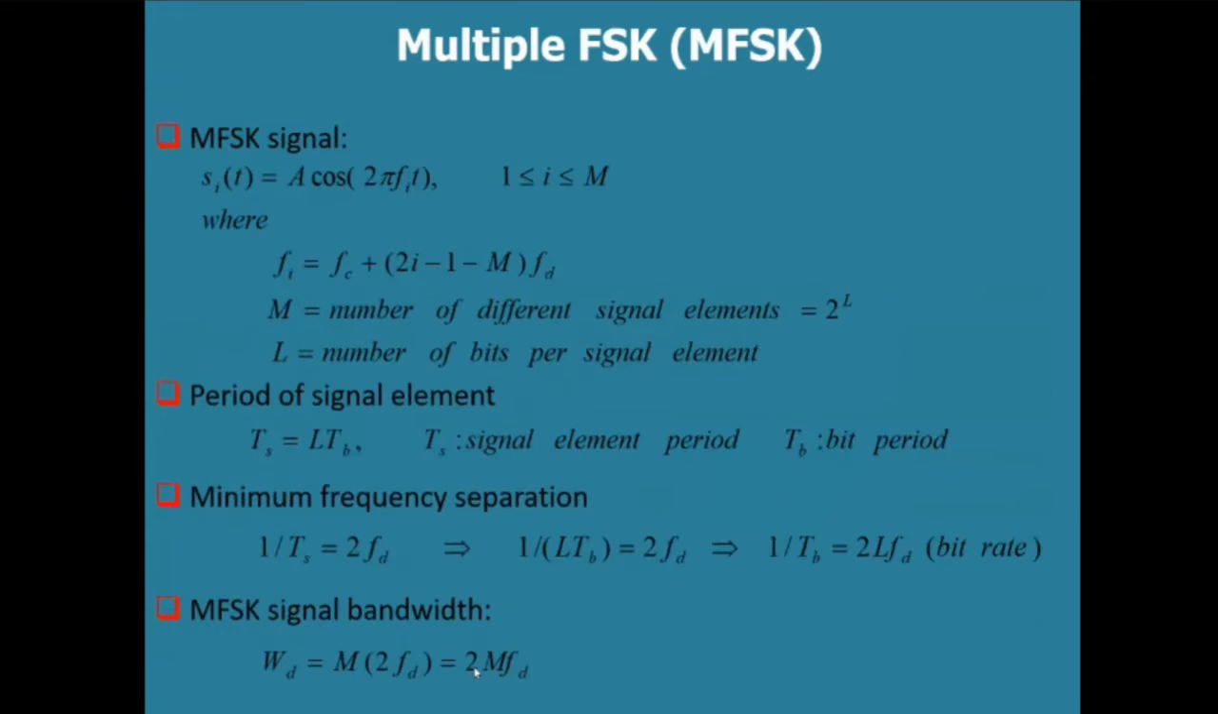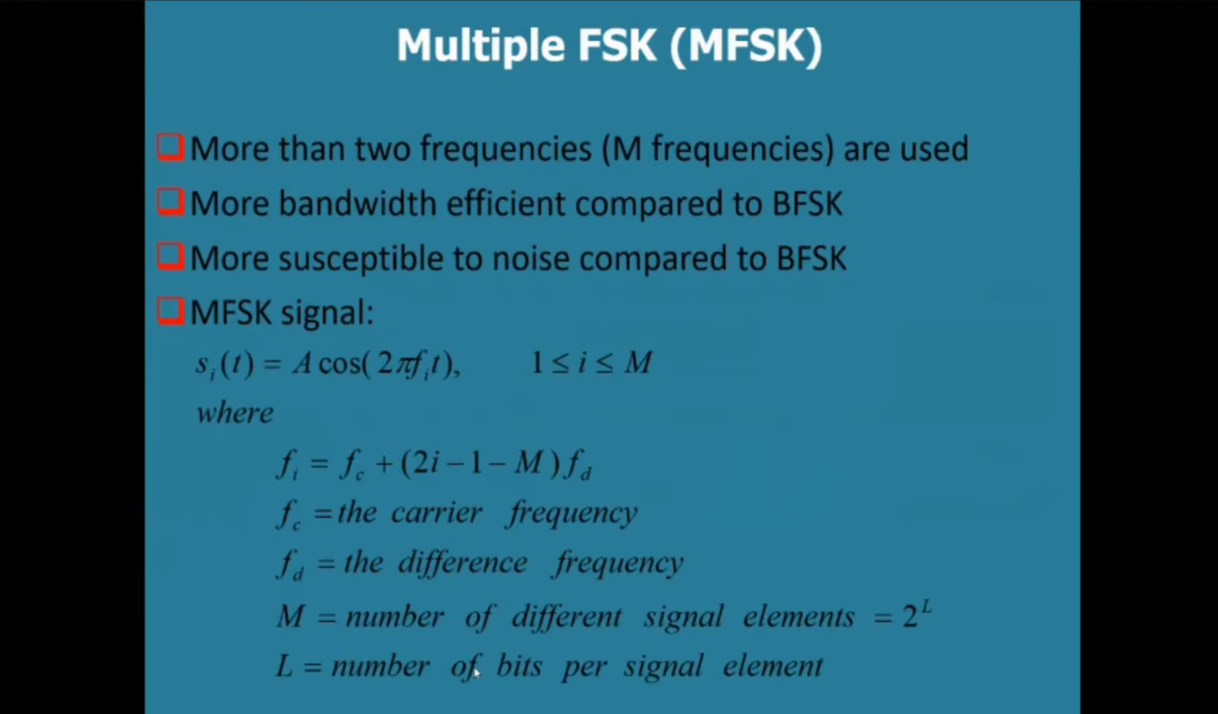So here we are using more than two frequencies, the multiple frequency shifting technique. Generally in frequency shifting, two different frequencies are used for binary 1 and 0. Here multiple frequency shifting means more than two frequencies are used, represented by M, which is 2 to the power L. L is the number of bits per signal element, which may be 2, 3 or some other value.